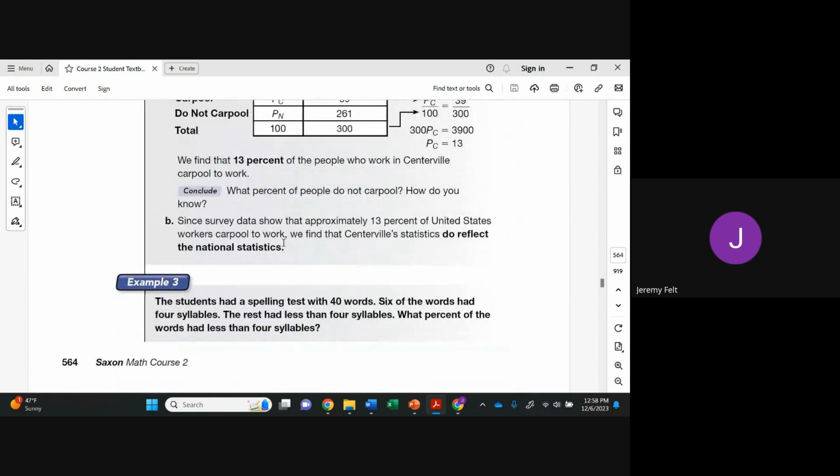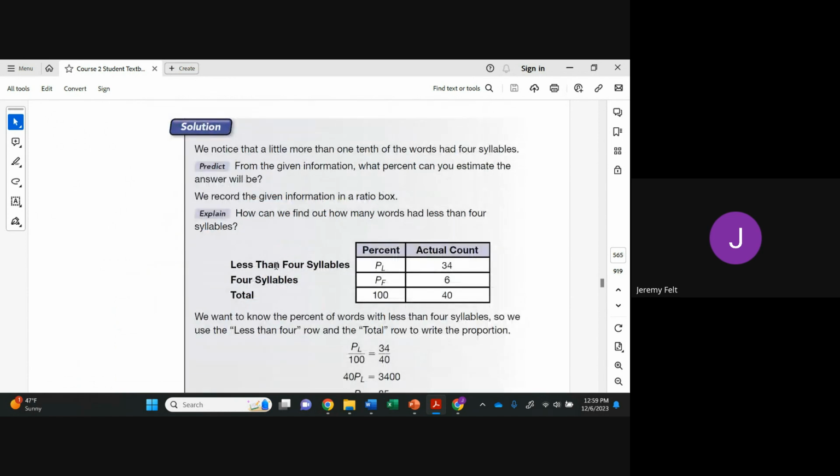All right, the students had spelling tests with 40 words. 6 of the words had 4 syllables. The rest had less than 4. What percent of the words had less than 4 syllables?